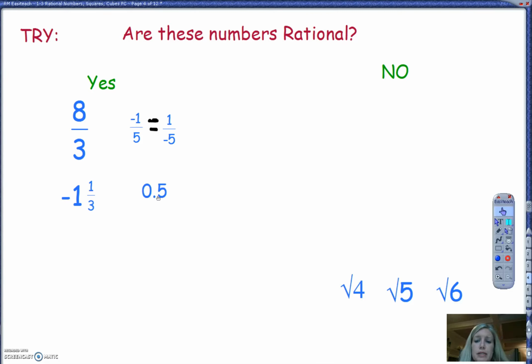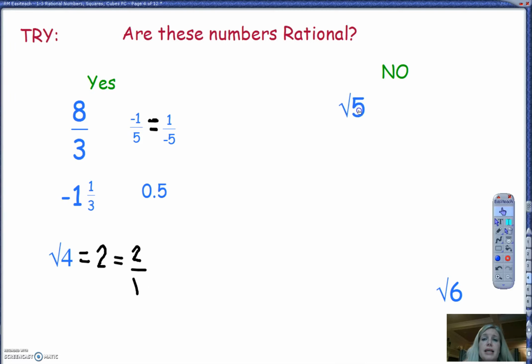These are square roots. The square root of 4 equals 2, and 2 can be written as a fraction, 2 over 1. So yes, that's rational. The square root of 5 is not rational. It's actually called irrational. We're going to learn about that in a second.